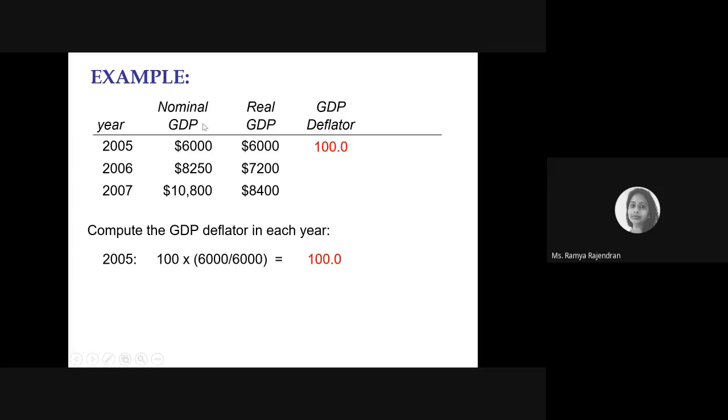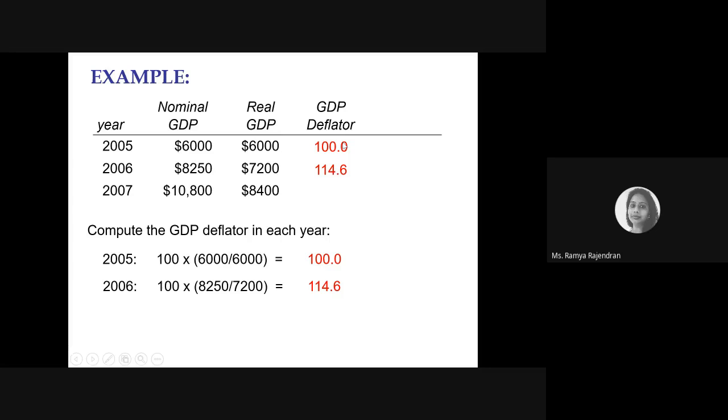We have the numbers for nominal and real GDP. For 2005 we get 100 because that is the default value. Here we get 8,250 divided by 7,200, because the real GDP number and nominal GDP number are different, which gives 114.6. If we had a 2004 base year, this would have been different, and this would not be 100.